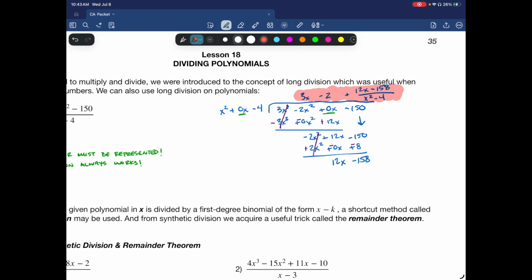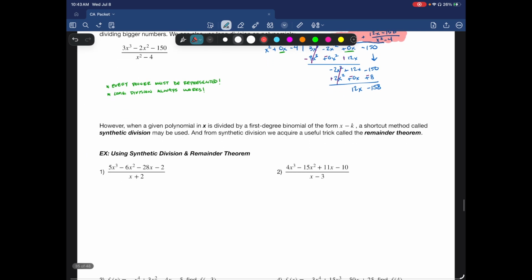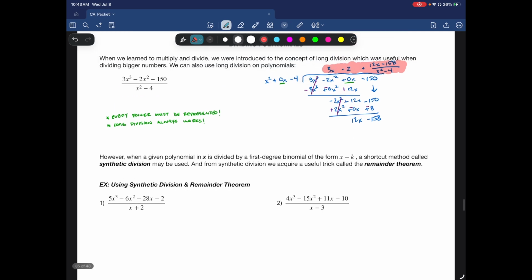Now, however, when a polynomial in x is divided by a first degree polynomial of the form x minus k, a shortcut method called synthetic division can be used. And from synthetic division, we acquire a useful trick called the remainder theorem. All right, so what does all that mean? Well, in this first problem, we divided by x squared minus 4. That's something you're going to want to use long division for.